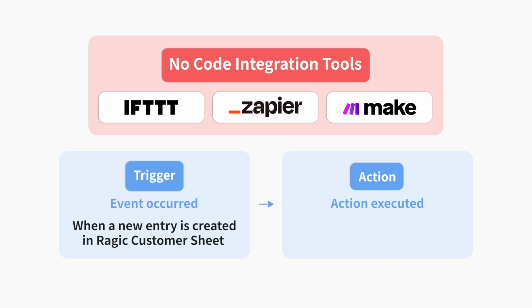For example, whenever a new entry is added to the Ragic customer sheet, I want to automatically send a message to a sales channel on Slack. In this case, the trigger would be a new entry added to the Ragic customer sheet, and the action would be send a message on Slack.